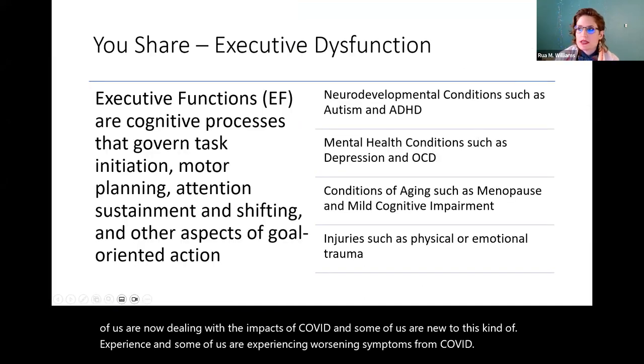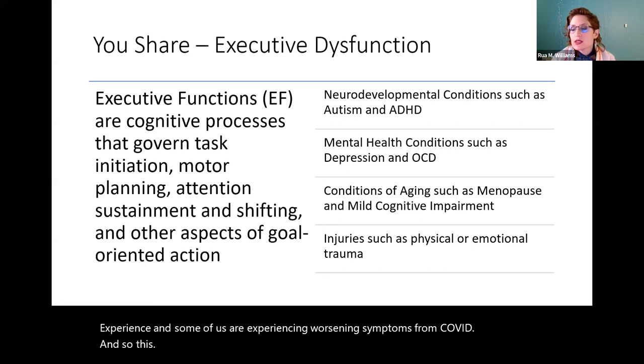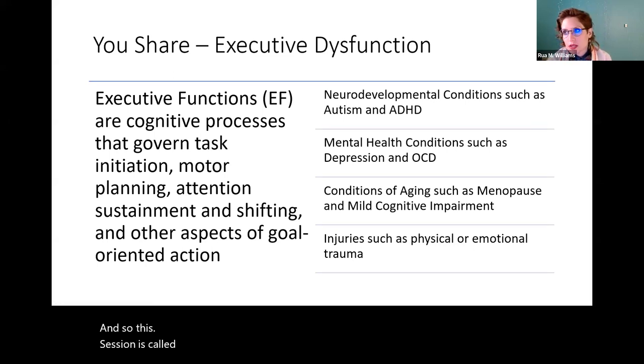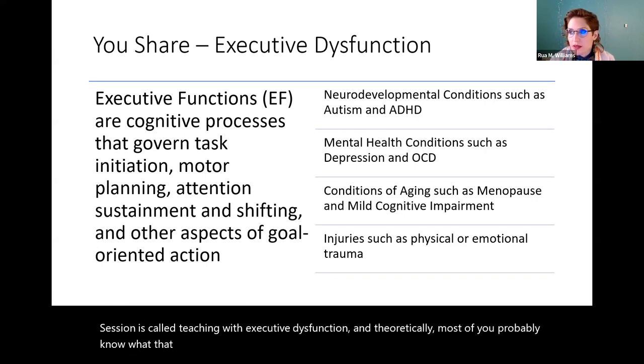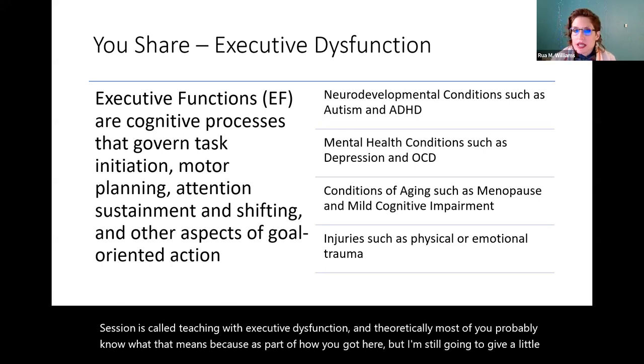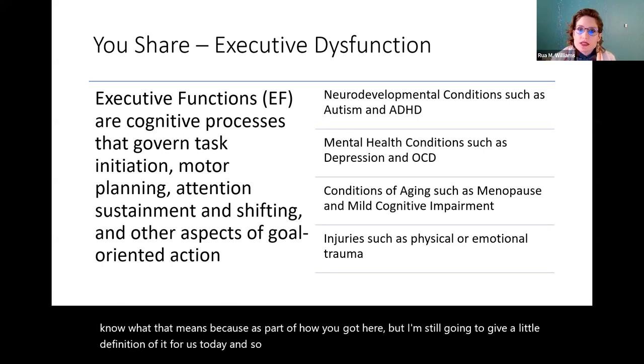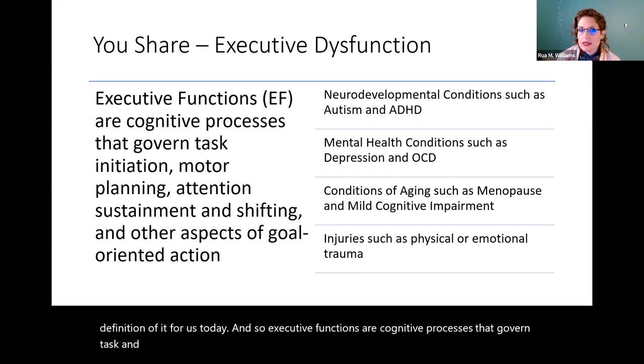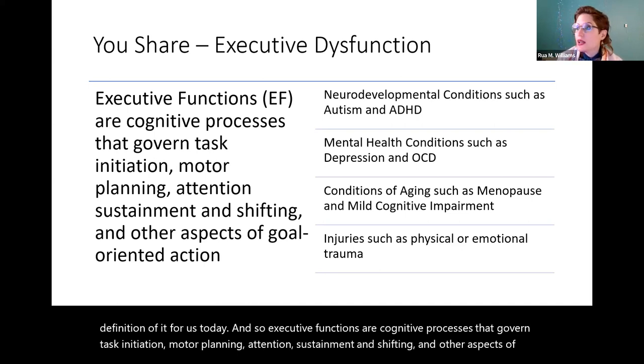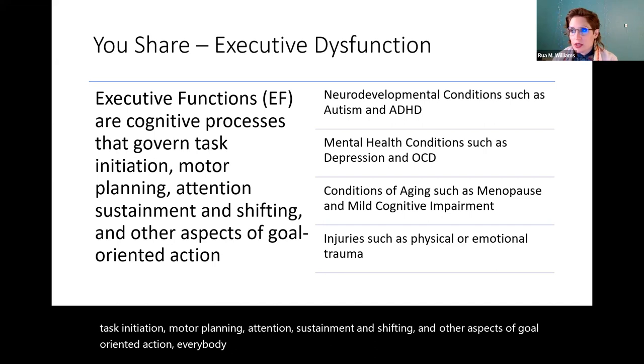And so this session is called Teaching with Executive Dysfunction. And theoretically, most of you probably know what that means because it's part of how you got here. But I'm still going to give a little definition of it for us today. Executive functions are cognitive processes that govern task initiation, motor planning, attention sustainment and shifting, and other aspects of goal-oriented action. Everybody has executive function, and everybody struggles with it from time to time.